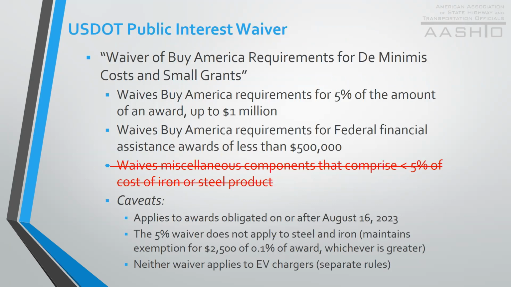The US DOT public interest waiver, some additional information, the waiver of Buy America requirements for de minimis costs and small grants. As previously advised by leadership, AASHTO supported these waiver conditions when they were proposed back in November 2022 and submitted comments of support to the Federal Register. These comments are accessible on the FHWA website.